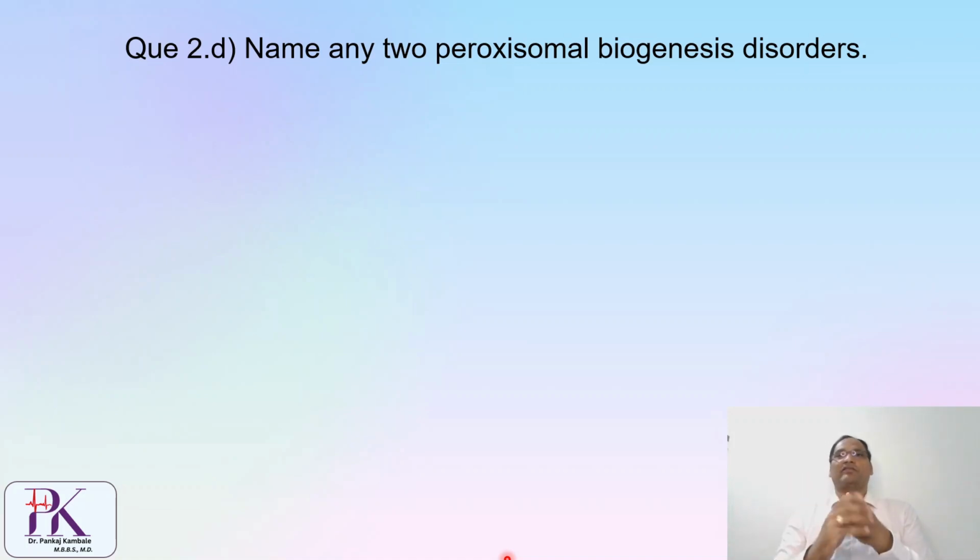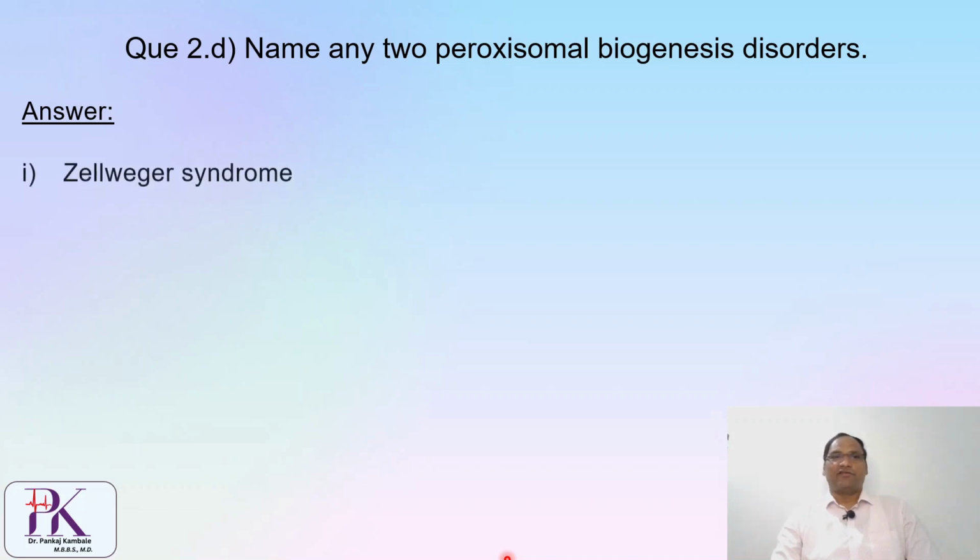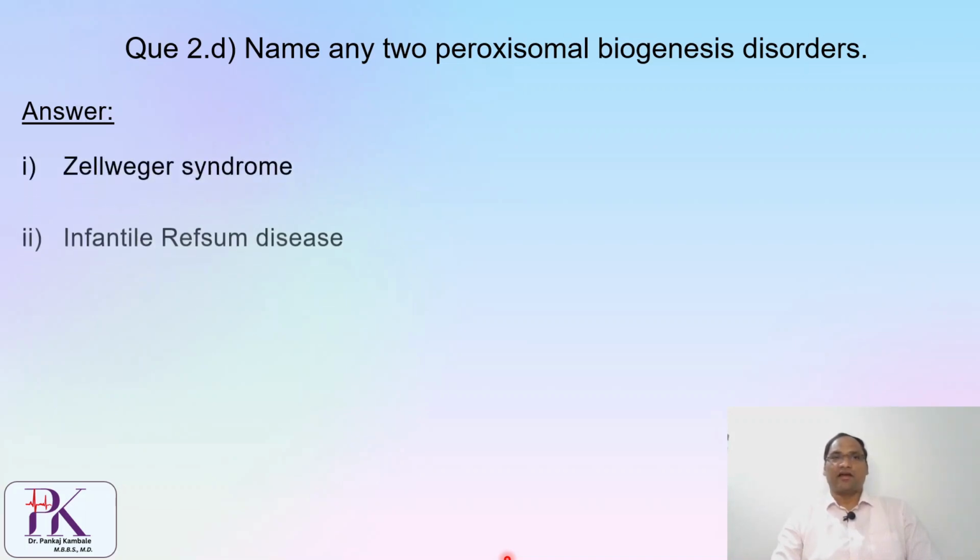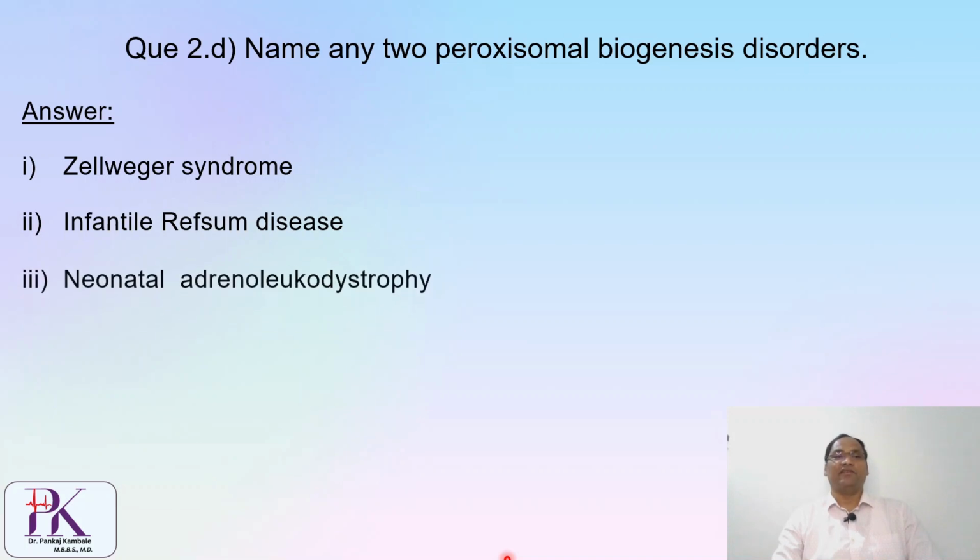So, which are the two peroxisomal biogenesis disorders? There are three important ones. First is Zellweger syndrome, second is infantile Refsum disease, and third is neonatal adrenoleukodystrophy. These are the three peroxisomal biogenesis disorders. We have to remember two of them, and these are the important ones: Zellweger syndrome, infantile Refsum disease, and neonatal adrenoleukodystrophy.